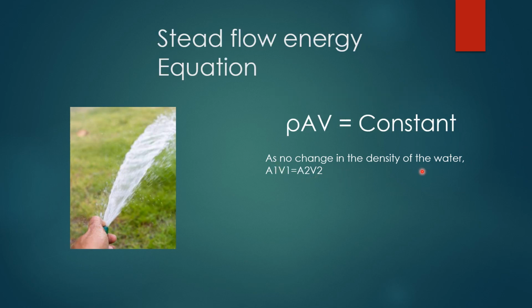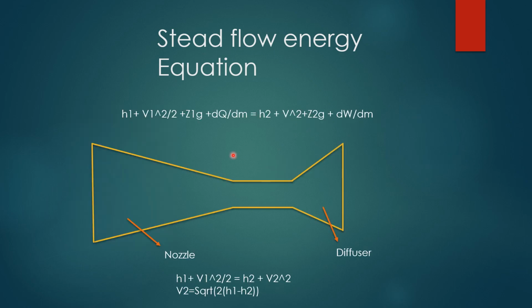Now we will go to steady flow energy equation. In a flow, if you take inlet and outlet or at any point in between, enthalpy plus kinetic energy plus potential energy plus heat transfer should be equal to the outlet, plus here we have taken the work done. So this is called the steady flow energy equation.